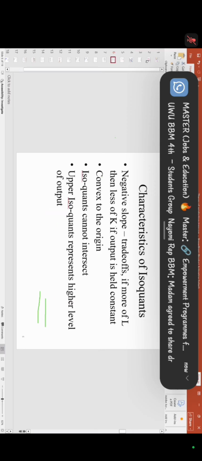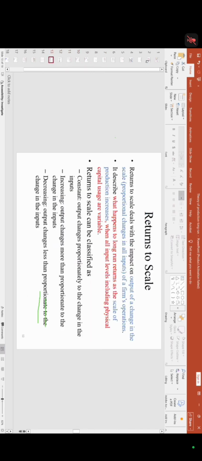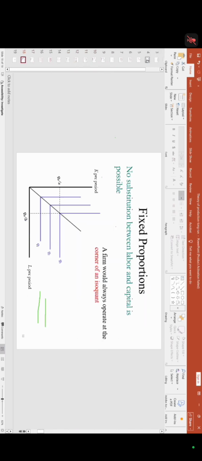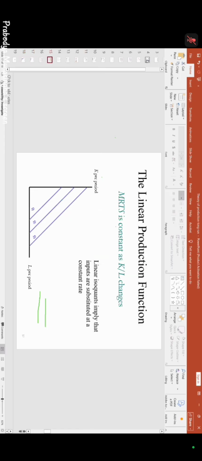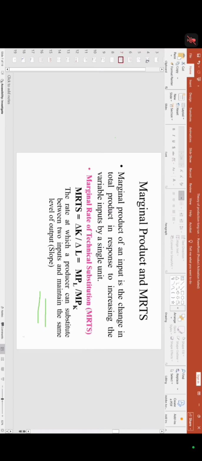But there are some cases, as I mentioned in the latter part. So there are cases where we have fixed proportions. No substitution among the two inputs might be there. And we have learned about the characteristics, and we have learned about MRTS, a very important thing, which explains how different inputs are changing or substituting for each other, and how you are going to maintain the level of output through substituting both inputs.